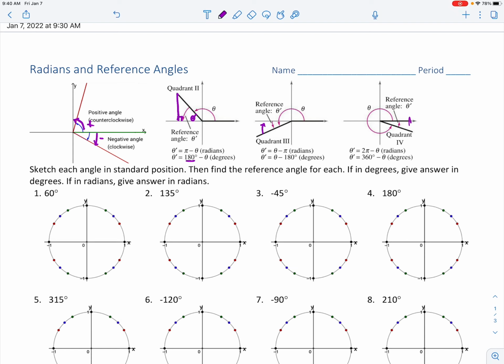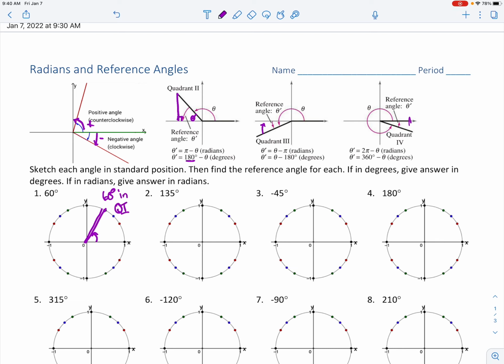So for these problems, if you're in degrees, keep it in degrees. If you're in radians, keep your answer in radians. But sketch that angle in standard position and then tell me what it is. I want to know what angle measure it is and in which quadrant. So a 60-degree angle, all right, that's this dot right here. So I have a 60-degree angle in the first quadrant.